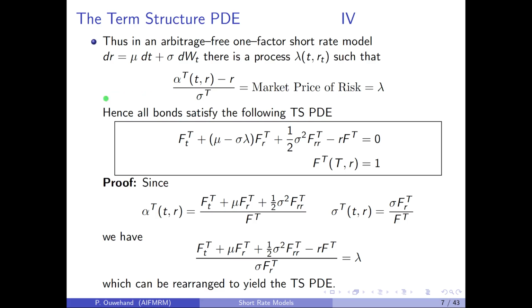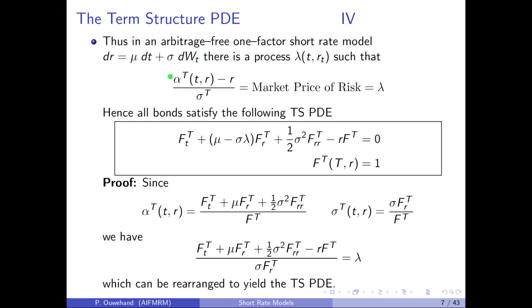We can now show that all bonds satisfy the following term structure PDE. Notice that this is a second order backward PDE in terms of time and the short rate r, and that it contains the market price of risk. The terminal condition here simply states that the price of a T bond at time capital T is equal to 1.